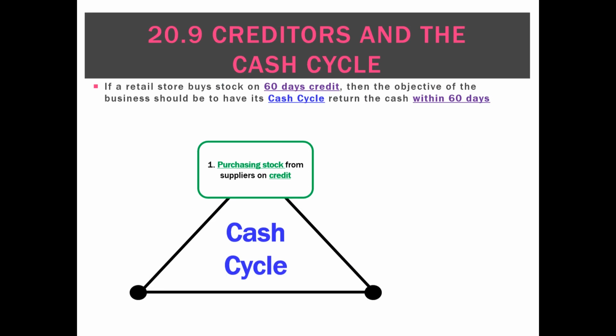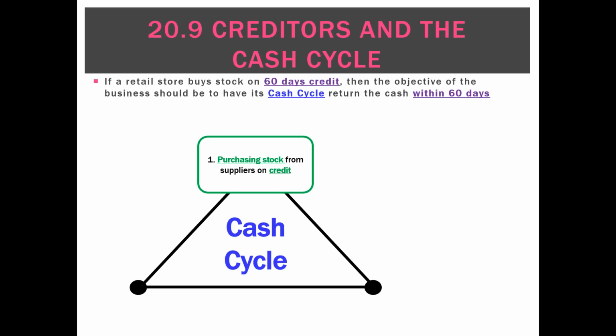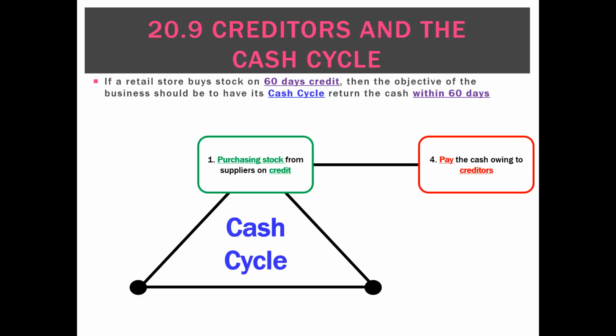And the problem with that is it's not actually a full picture of how a business works. So what we're actually forgetting is that once we buy stock, before we sell it, there's actually something else that needs to happen. We need to pay back the creditors for that stock. I've got it as step 4 there, but it's something that needs to happen as soon as possible. If it's step 2, all the better. It can be step 4, but it all depends on how big the cash cycle is.